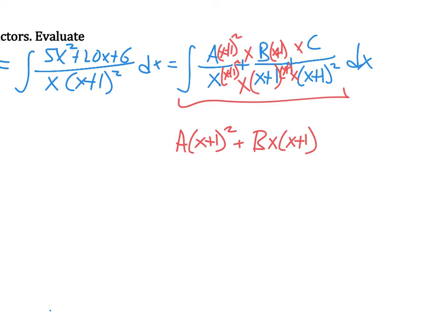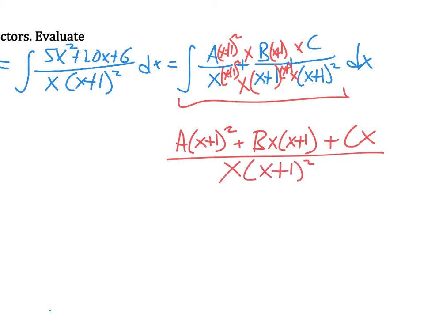Okay? And so this last one would be c times x. And that whole thing is over x times x plus 1 squared. So what's going on here is these things are all equivalent. This fraction is equivalent to this fraction, is equivalent to this fraction. Again, I don't know what a, b, and c are.